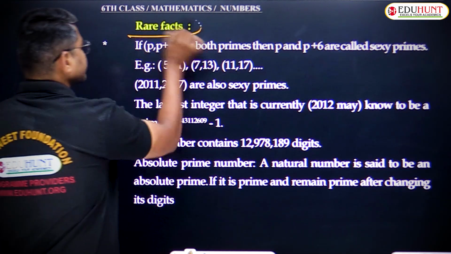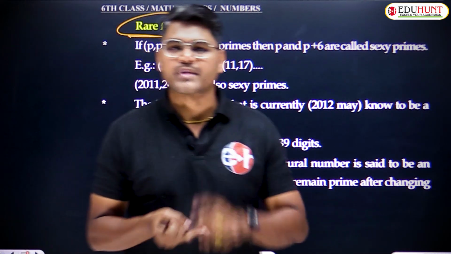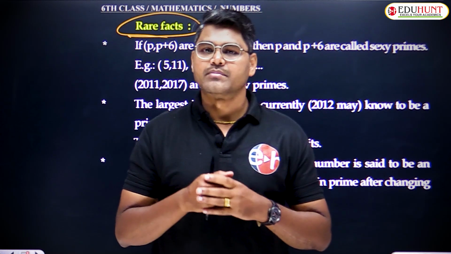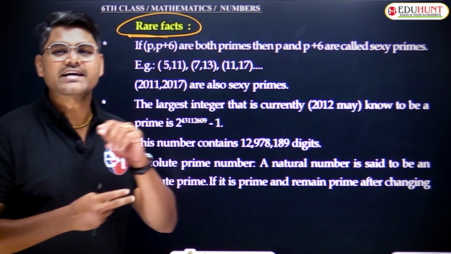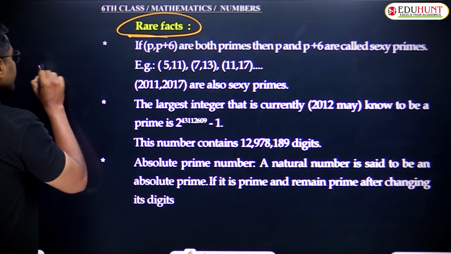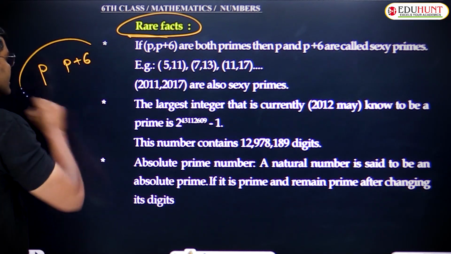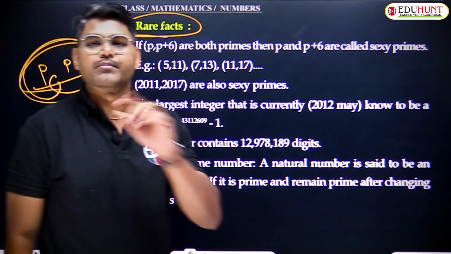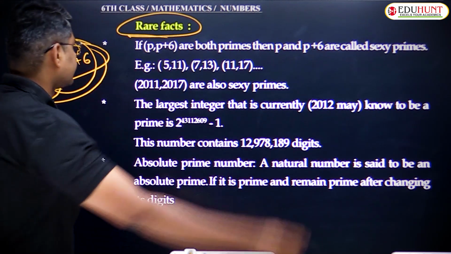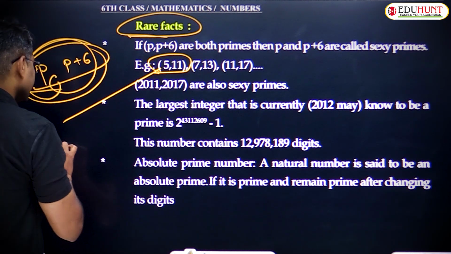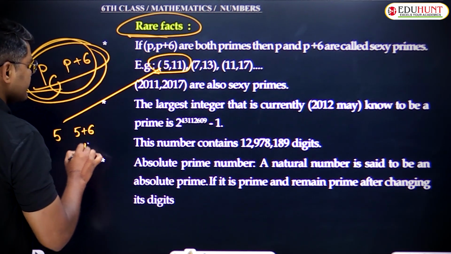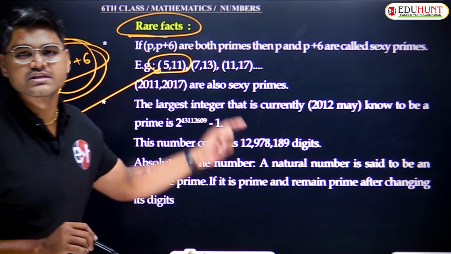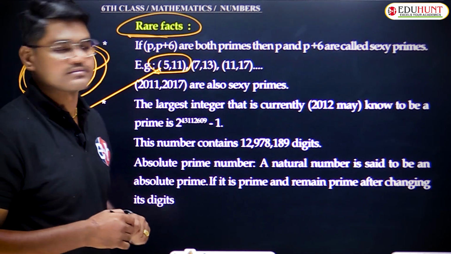Let's see some rare facts. We have seen co-prime numbers, prime numbers, twin prime numbers, etc. But now we are going to see sexy prime numbers. What do you mean by sexy prime numbers? If I take two numbers of the form p and p plus 6, and if these two are prime numbers, then this pair is called sexy prime numbers. For example, 5 and 11. 5 plus 6 is 11. 5 is a prime number, 11 is also a prime number. So this pair is called sexy prime numbers.